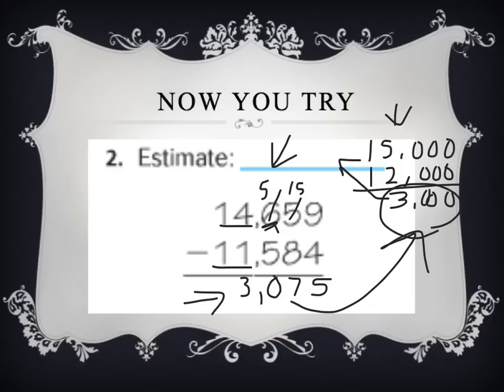5 take away 5 is 0. 4 take away 1 is 3. Now 1 take away 1 is 0. I do not need to write the 0 in there. So my answer is 3,075.